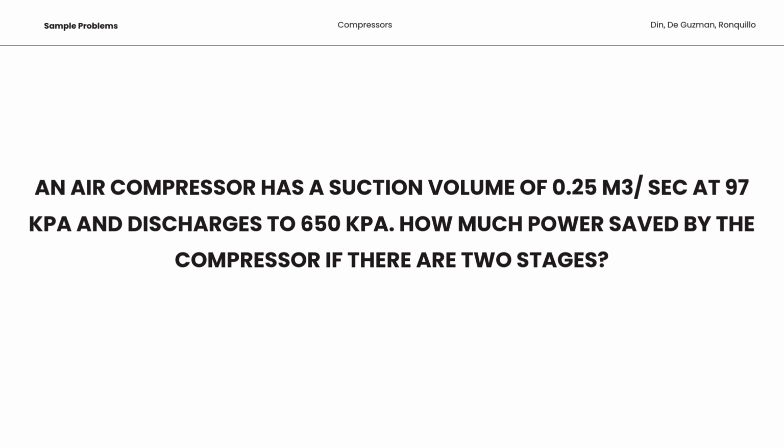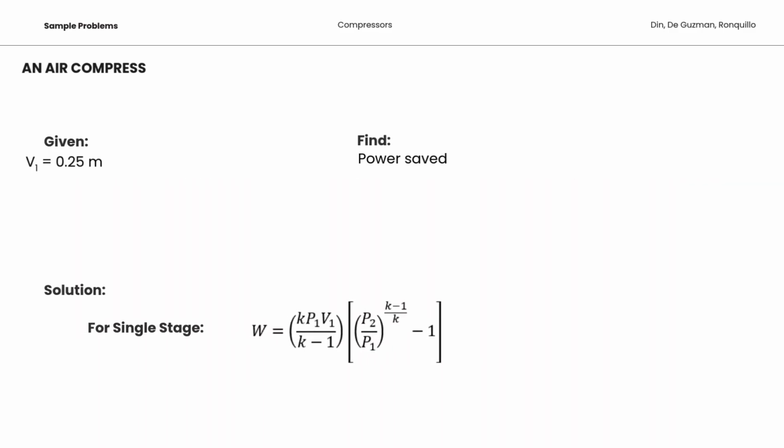So, another problem. An air compressor has a suction volume of 0.25 cubic meter per second at 97 kPa and discharges to 650 kPa. How much power is saved by the compressor if there are two stages?